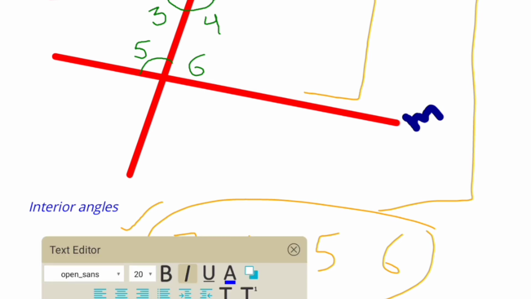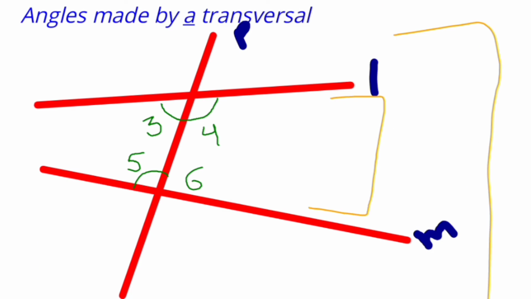Now next are exterior angles. Now what are exterior angles? These are opposite of interior angles. Angles forming on the outer side of the lines are known as exterior angles, as angle 1, angle 2, angle 7, angle 8. These are exterior angles.